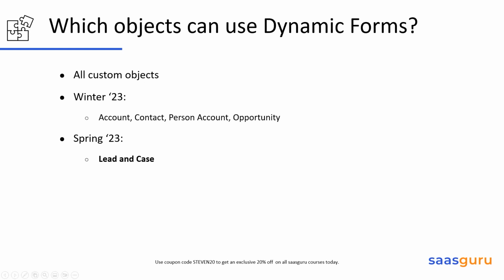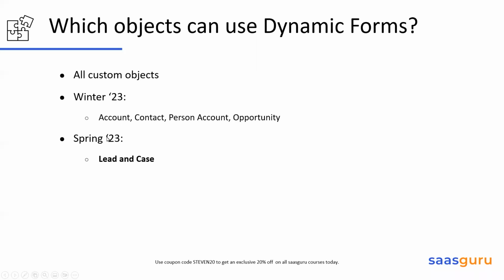And then which objects can use them? Any custom object in your org is fine. Just recently, in Winter, which is why they're getting a bit more traction now, accounts, contacts and opportunities can start using dynamic forms. Those are, in most places, going to be your 3 biggest objects. And until a few months ago, we couldn't do anything with them, but now it's come good.